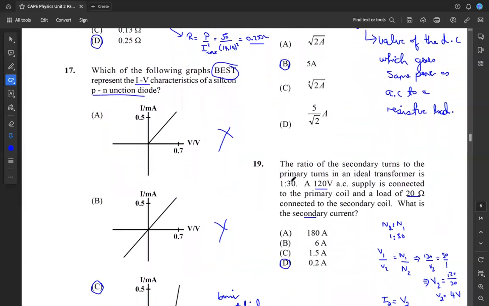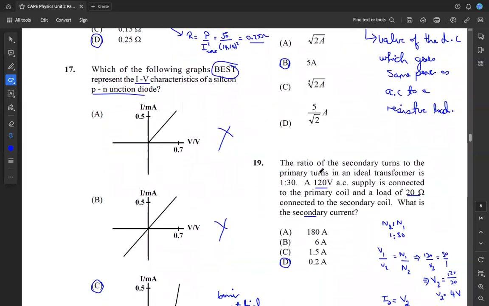So moving on to question 19. Question 19 says that the ratio of the secondary turns to primary turns in an ideal transformer is 1 to 30. So that means that the ratio of N2 to N1 is 1 to 30, secondary turns to primary turns. A 120 volt AC supply is connected to the primary coil, and a load of 20 ohms is connected to the secondary coil. What is the secondary current?